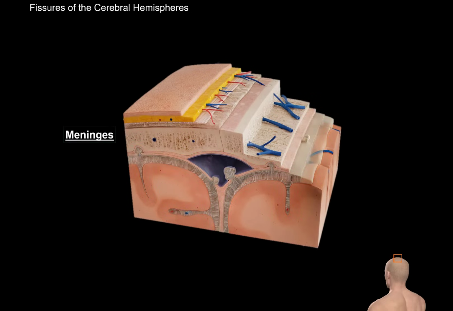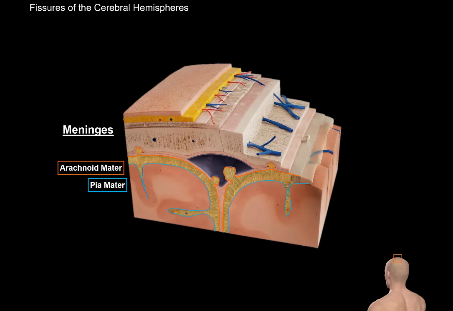So the innermost meningeal layer is the pia mater, which is a delicate thin layer of connective tissue. Then we have the arachnoid mater, and in between the pia mater and the arachnoid mater, you'll find the subarachnoid space where the cerebrospinal fluid flows. And you will occasionally find these arachnoid granulations here that push out the cerebrospinal fluid from the subarachnoid space into the veins, completing the cerebrospinal fluid circulation.